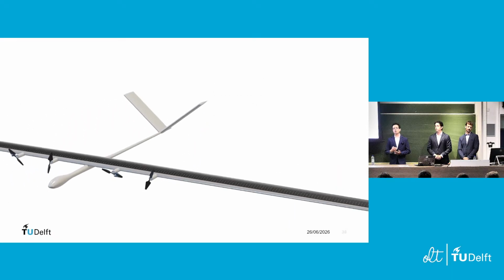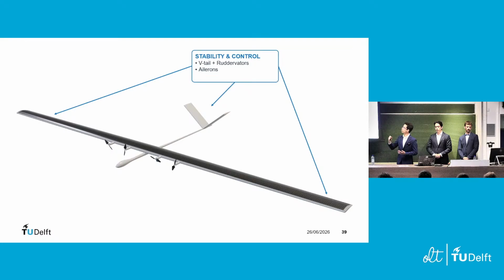Finally, at the back, we are going to have a V-tail to ensure controllability and stability of this aircraft, which has an advantage compared to traditional tail configurations due to the lower number of fuselage interactions. The V-tail is going to have rudder elevators on its edge, which allow us to pitch the aircraft and also to yaw. And then on the trailing edge of the wing, we have ailerons, which allow the aircraft to roll.